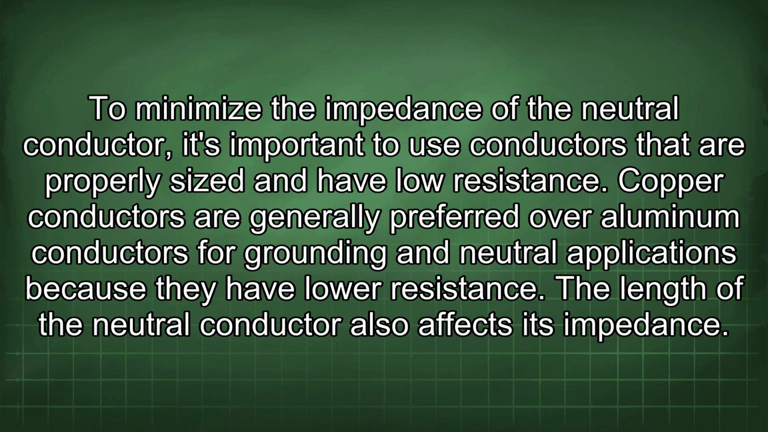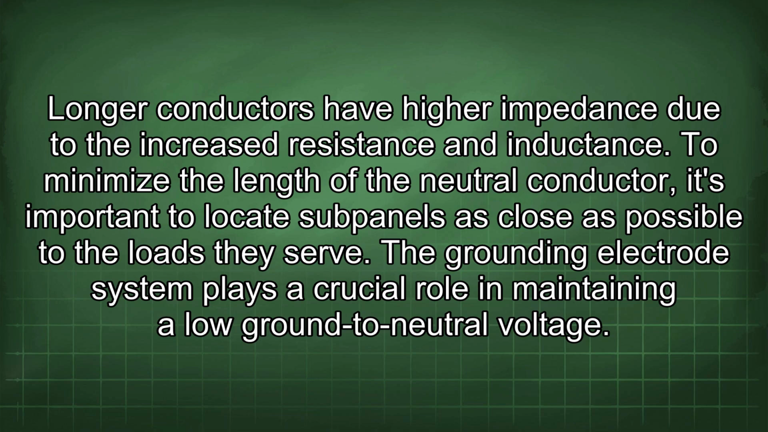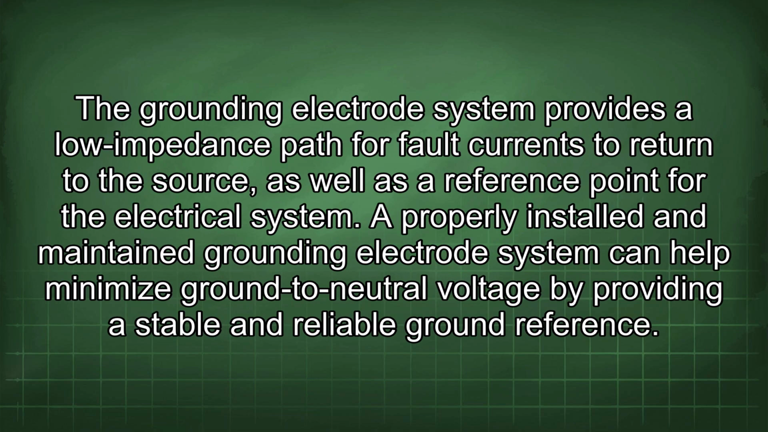The length of the neutral conductor also affects its impedance. Longer conductors have higher impedance due to the increased resistance and inductance. To minimize the length of the neutral conductor, it's important to locate subpanels as close as possible to the loads they serve. The grounding electrode system plays a crucial role in maintaining a low ground-to-neutral voltage. The grounding electrode system provides a low impedance path for fault currents to return to the source, as well as a reference point for the electrical system.